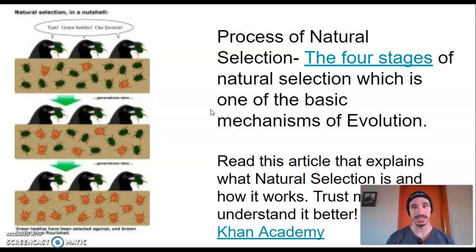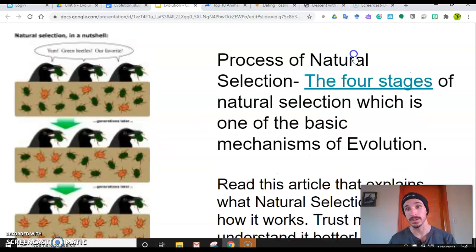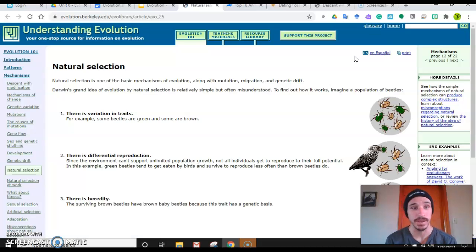Now, this process of natural selection, there are 4 stages within it, which is as simple as that. It is the basic mechanism that drives evolution, change over time in a species. And what I'd like you to do, if you're watching this, is please take the time to read this article at the bottom that explains natural selection and how it works. And you will understand it better. It's on the Khan Academy link here. So the 4 stages of natural selection.